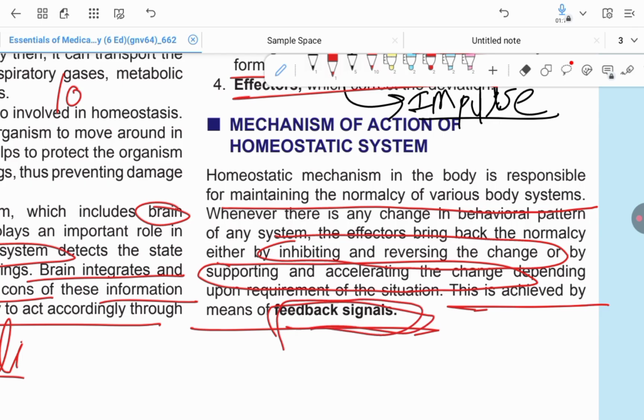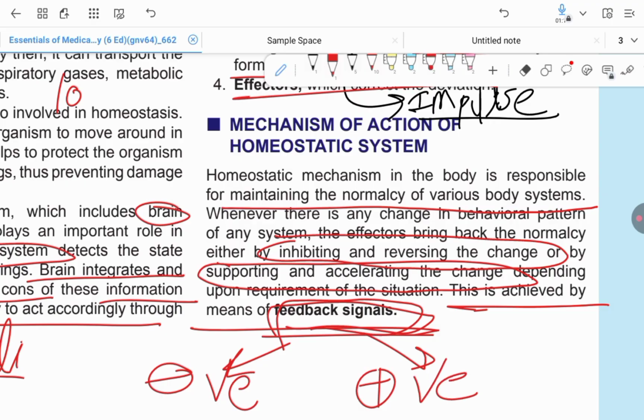First one is inhibiting or reversing the change, or second one, supporting or accelerating the change. So this feedback signal is of two types. First one is negative feedback, and second one is positive feedback. In negative feedback there is an inhibition or reversion of the change, and in positive feedback there is a supporting or accelerating of the change. Done? Yes, let's move forward.